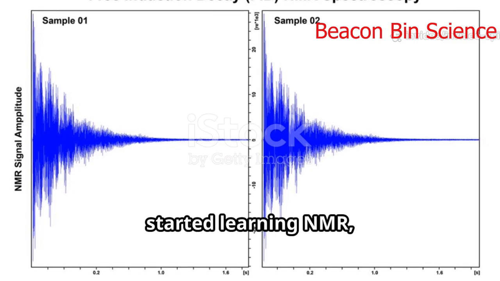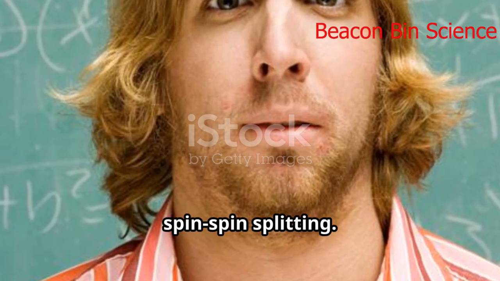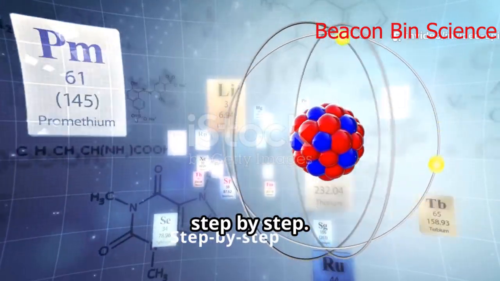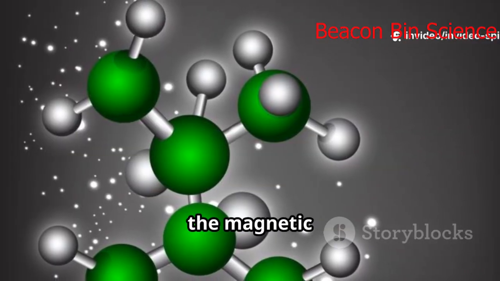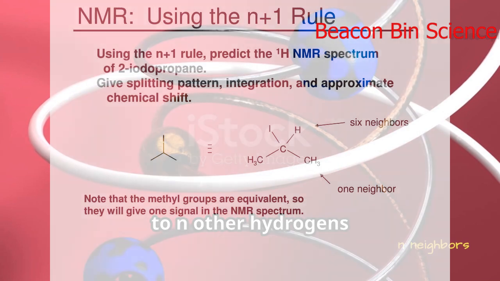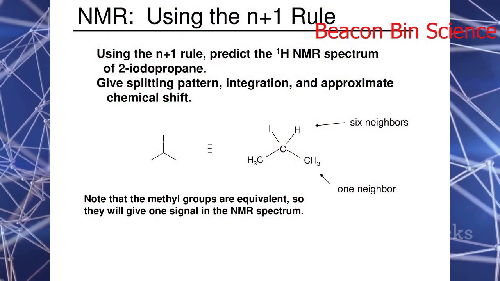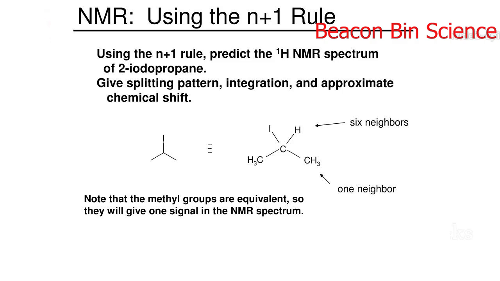Alright, so you've just started learning NMR, and you keep hearing about this n+1 rule for spin-spin splitting. Sounds mysterious, right? Let me break it down, step by step. Picture this. In NMR, each hydrogen feels the magnetic influence of its neighbors. If a proton is next to n other hydrogens on adjacent atoms, its NMR signal splits into n+1 peaks. That's the n+1 rule. Let's make it concrete.